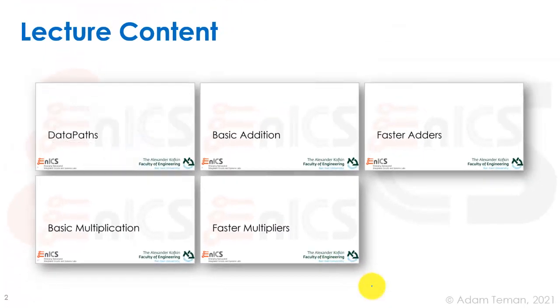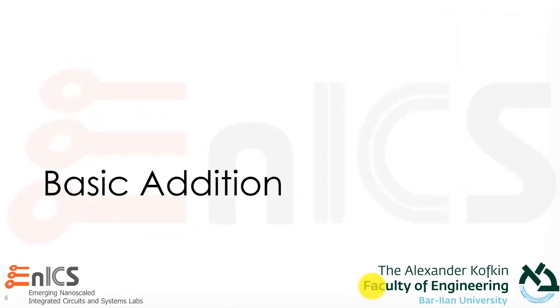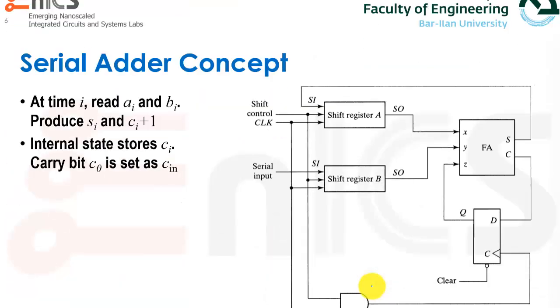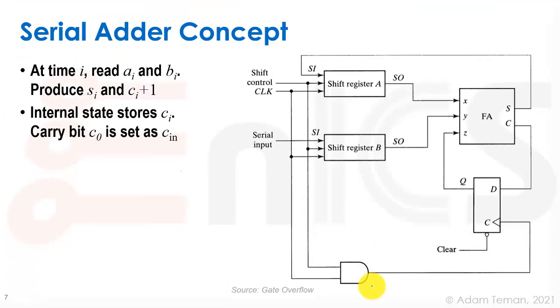So that being a kind of a motivation for bit slice design, which is going to help us in the next part, let's go over and remember what basic addition is all about. If we take a regular way of taking two n-bit vectors and summing them up, we can go to the basic textbook serial adder concept. The serial adder concept says that at time i, we're going to read one bit from each of the two operands, that would be a_i and b_i, and we're going to produce a sum of those two bits and a carry.